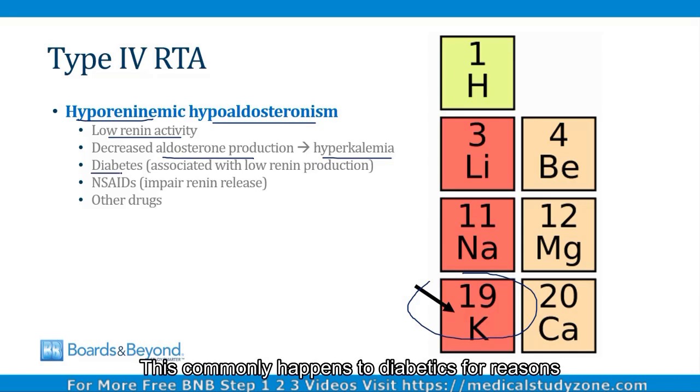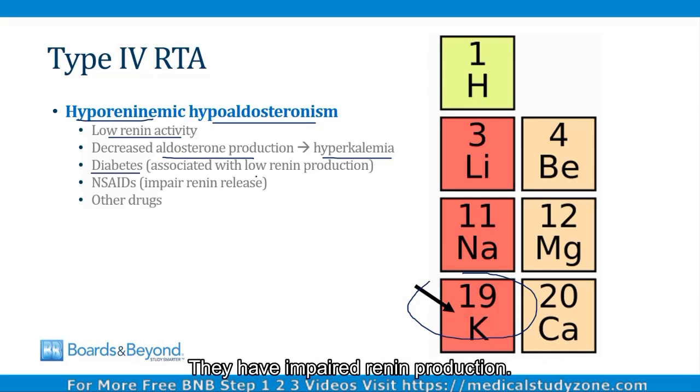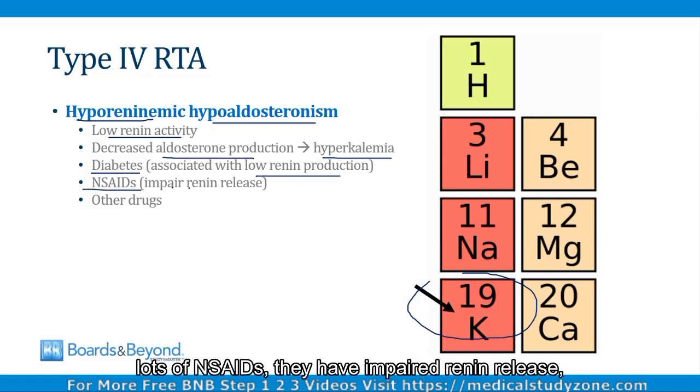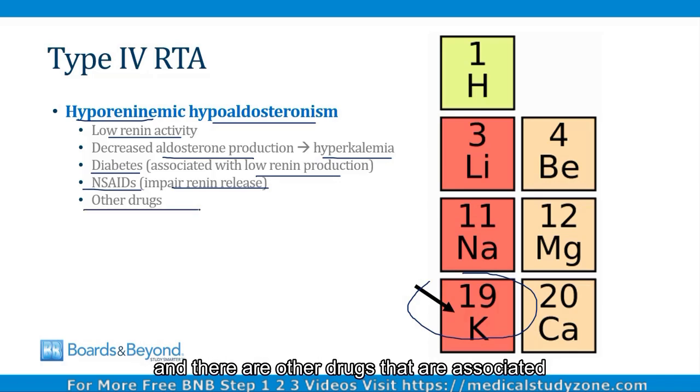This commonly happens to diabetics for reasons that are unclear. They have impaired renin production. It can also happen in patients who are taking lots of NSAIDs. They have impaired renin release. And there are other drugs that are associated with hyporeninemic hypoaldosteronism, and any of these can lead to hyperkalemia.